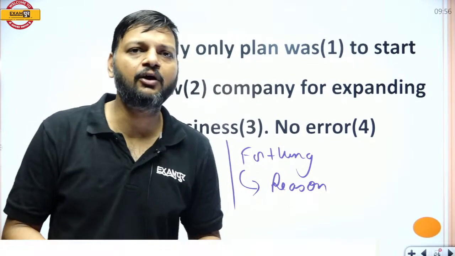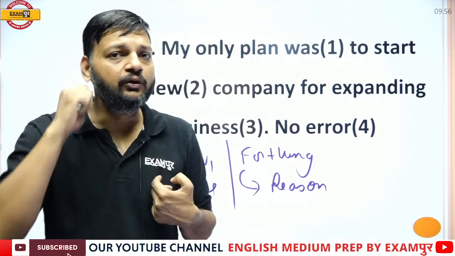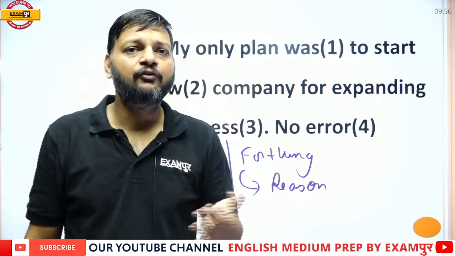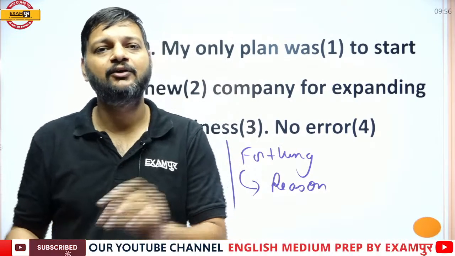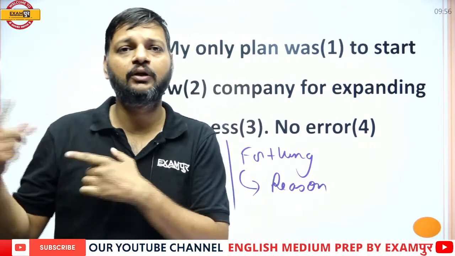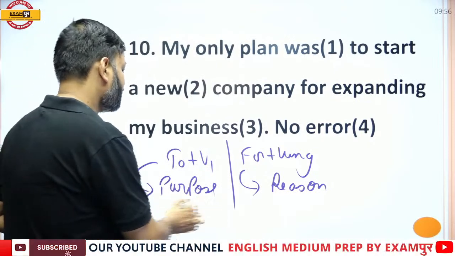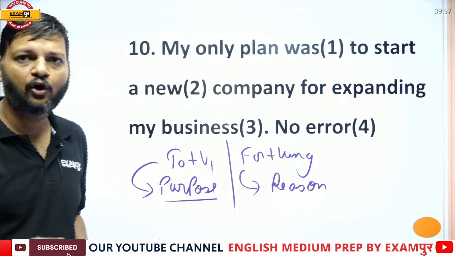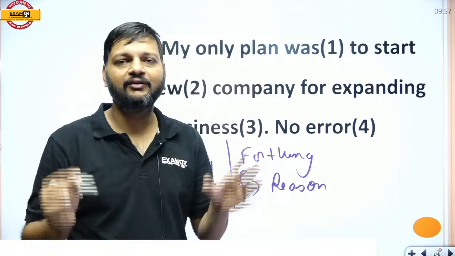But I did something wrong and my father wants to punish me. So my father called me for stealing his money. So here is the reason. Why is my father calling me? Because I stole his money. That's why he's calling me. So to plus V1 expresses the purpose of an action, and for plus ing expresses the reason.